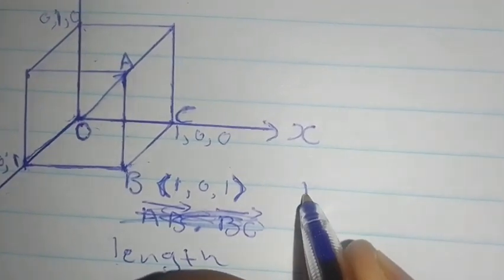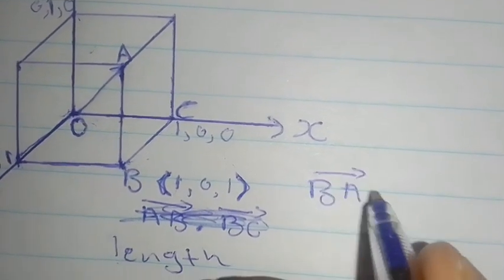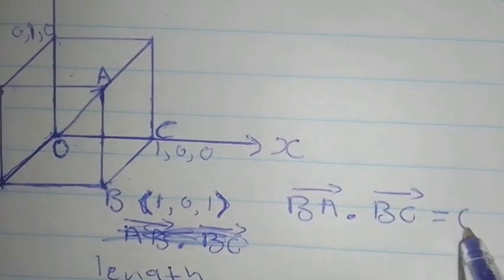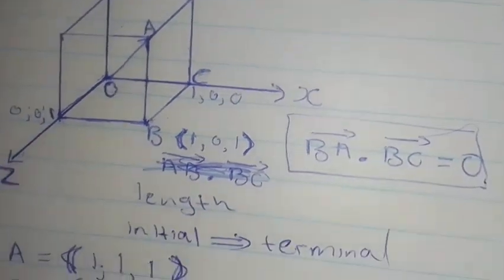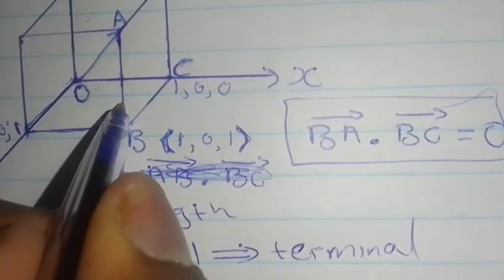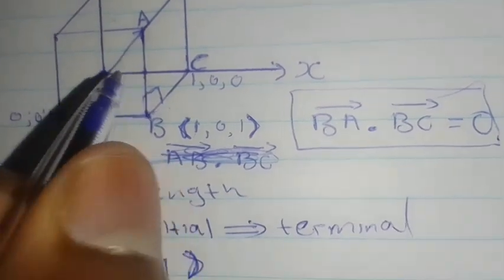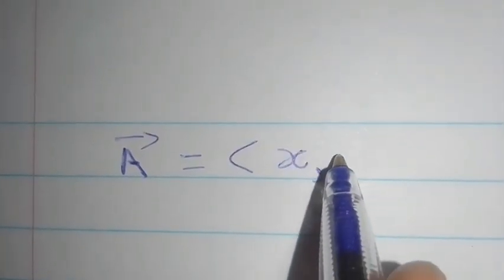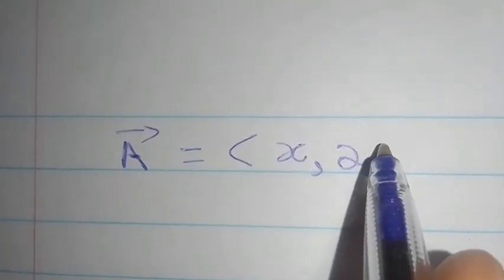So you're going to say BA dot BC. That will practically give you 0. Show that this is true. And if it's not true, that means that they're not orthogonal. Well, you know they're orthogonal because this is a cube. You already know that this angle will be 90 degrees. Now here, let's say we have vector A, which is denoted by x and 2.